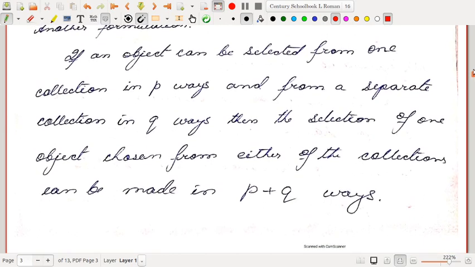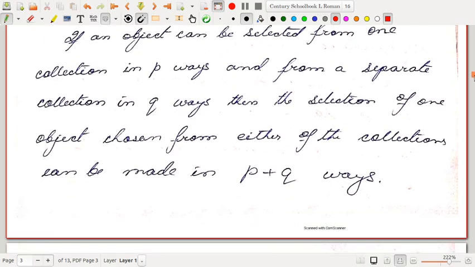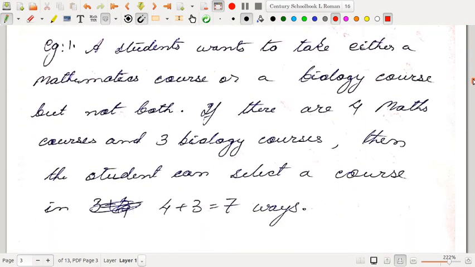If an object can be selected from one collection in p ways and from a separate collection in q ways, then the selection of one object chosen from either of the collections can be made in p plus q ways. Right, so let us see one example to illustrate this. Suppose a student wants to take either a course of mathematics or a course of biology, but not both. If there are 4 maths courses available and 3 biology courses available, then the student can select a course in how many ways? 4 plus 3. There are 4 options for mathematics, so he can choose any one out of those 4. He can choose any one out of the 3 biology courses. So the total number of options available for him is 4 plus 3. Okay, so this is one example.